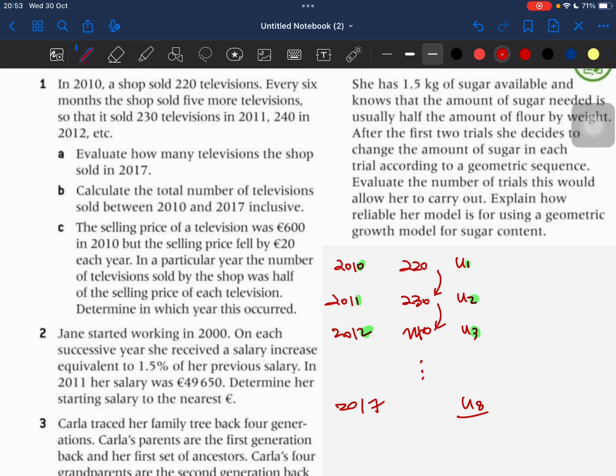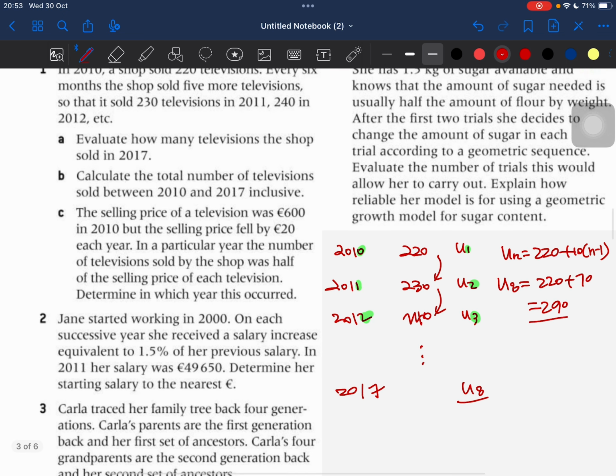This is an arithmetic sequence because it increases by a constant number, which is the common difference. So Un, the first term is 220, plus 10 times n minus 1. So U8 becomes 220 plus 70, which is 290. So we can say this shop sold 290 televisions in 2017. That should be the answer as a sentence.